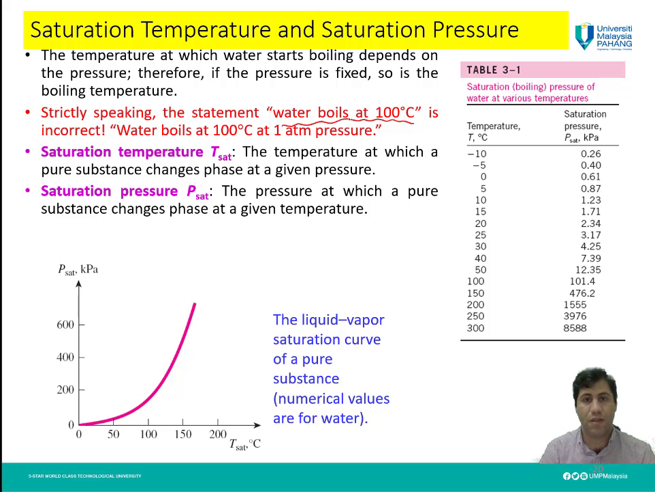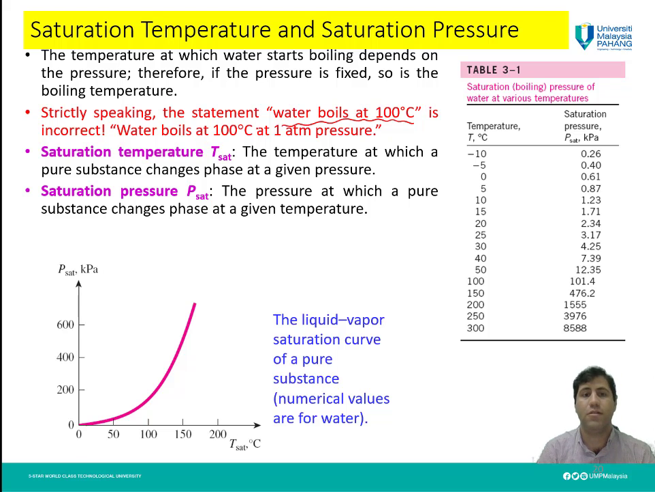We cannot use this sentence without stating the pressure. Water boils at 100 degrees Celsius at 1 atmosphere pressure. So the boiling point of water, as an example of a pure substance, is dependent on the pressure. So we have a relationship between the pressure and temperature.